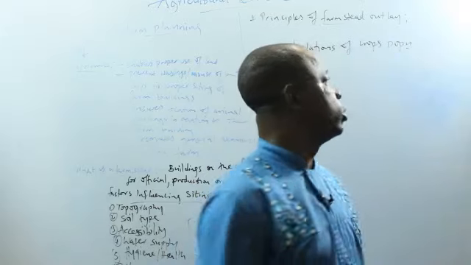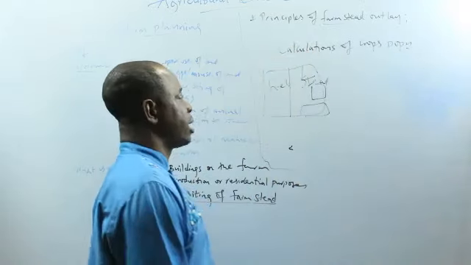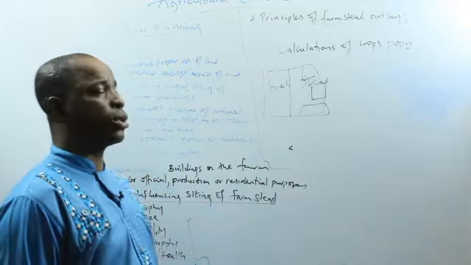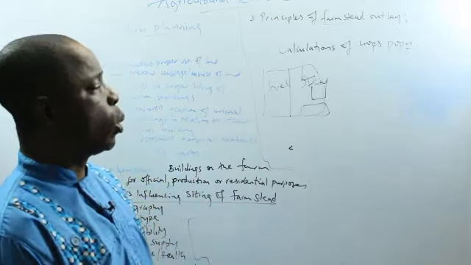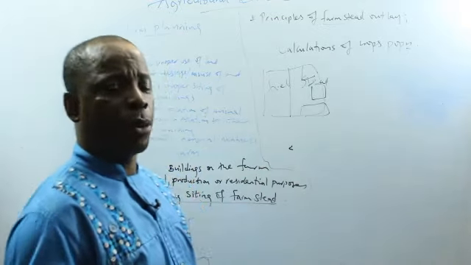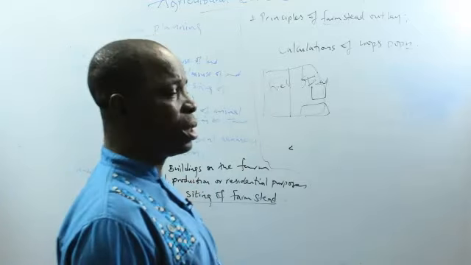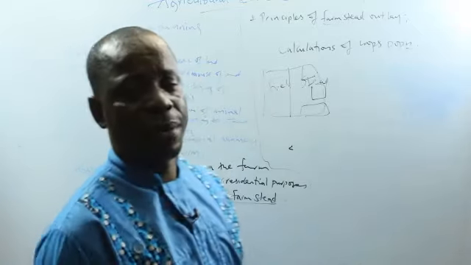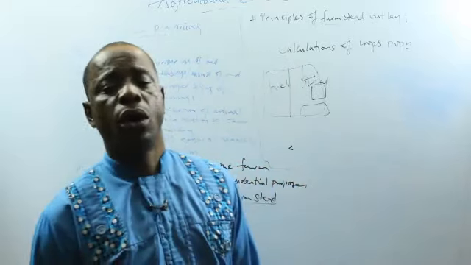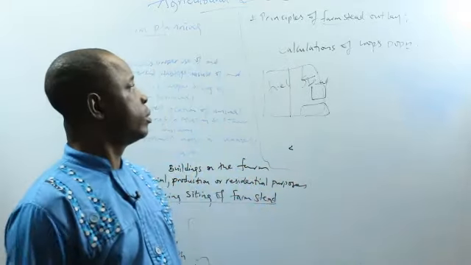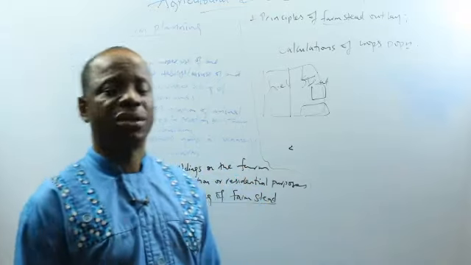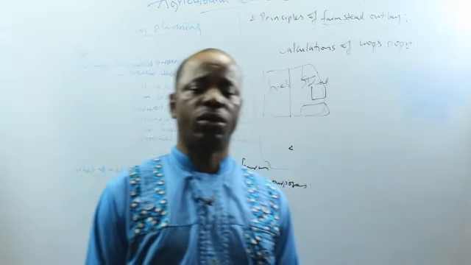Okay, now let's go to principles of farmstead layout. We are trying to look at what are the principles to follow when you want to apportion land for various uses. Number 1, you must note that the most fertile part of the farmland must be used for production of crops.